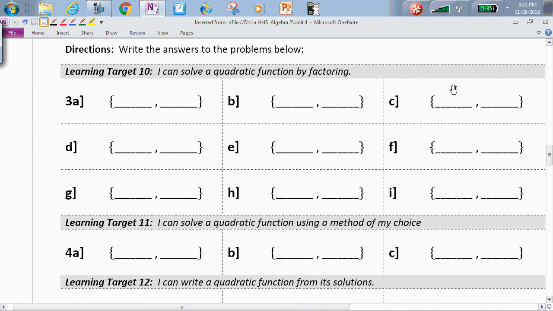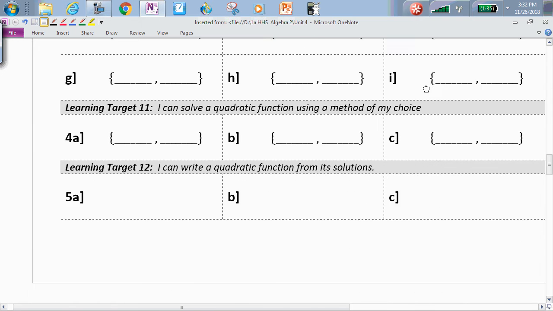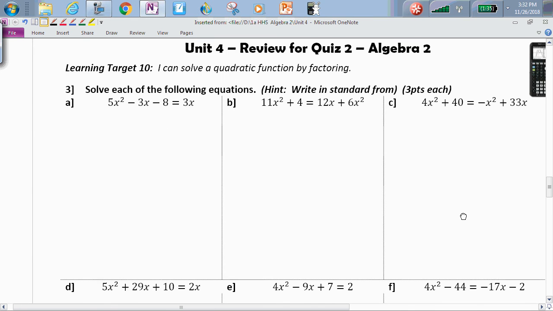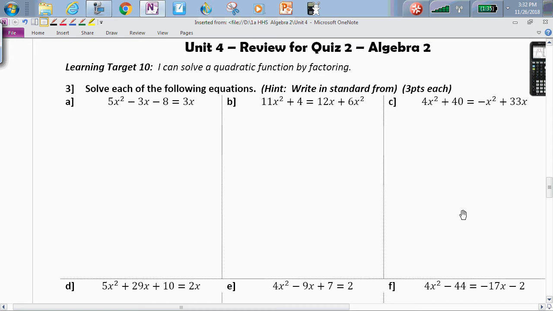Okay, next page. So this is where we're going to answer on the answer sheet. Let's go on to the next one. Solve each of the following. It says hint, write it in standard form. So we get into standard form first, it can help us with graphing or factoring. So 5x squared, pull this over, we're going to subtract 3x, it becomes negative 6x minus 8 equals 0.